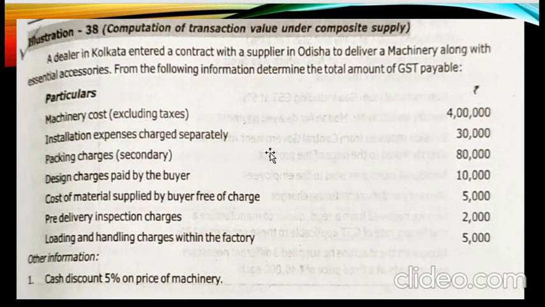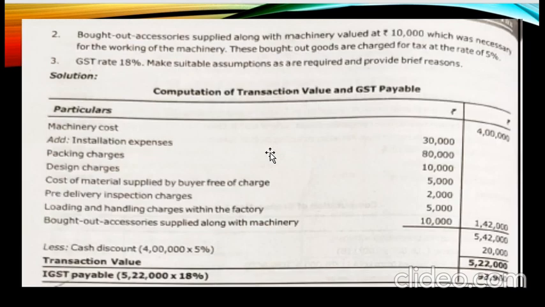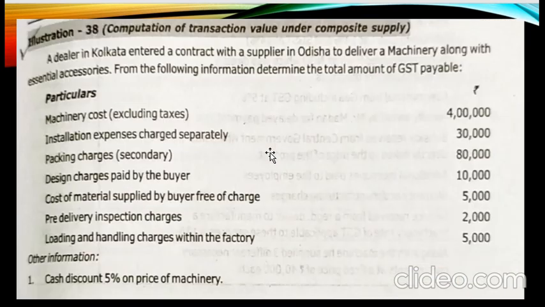As it is a composite supply, the principal GST rate will be applicable. That is, on the machinery's cost, what is the GST imposed on it? As it is given in the question, GST rate is 18%. So we will be taking GST as 18%.